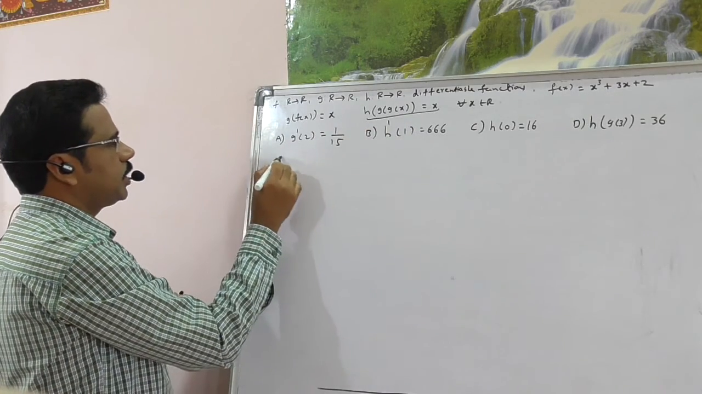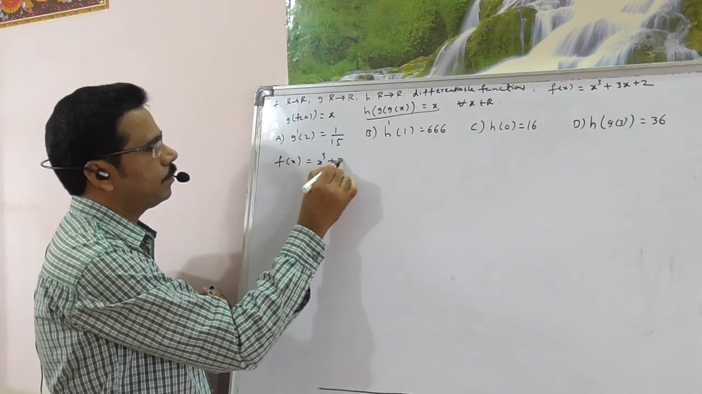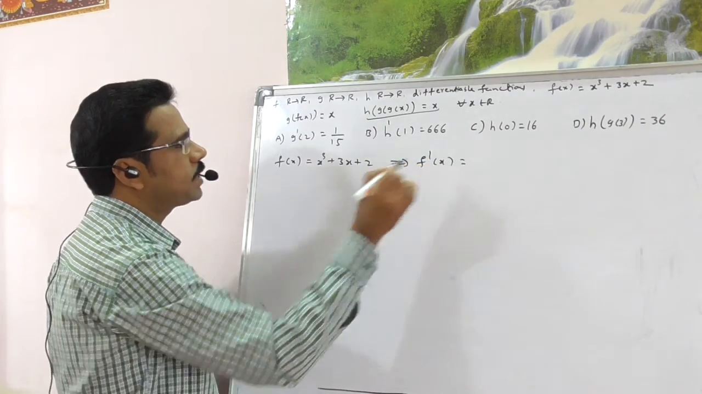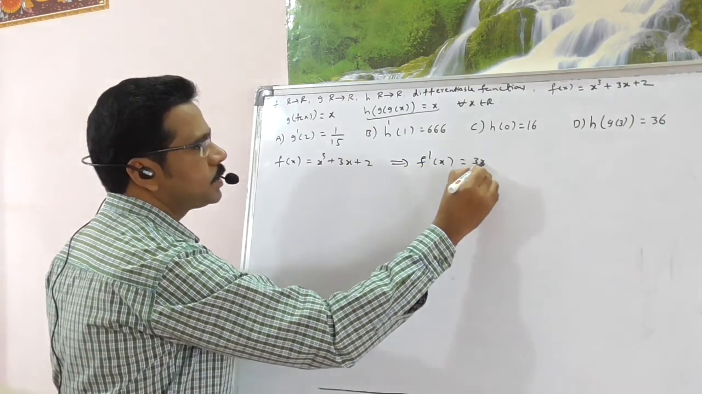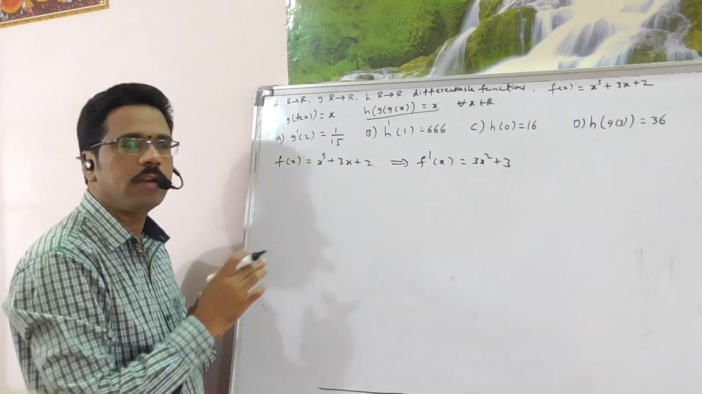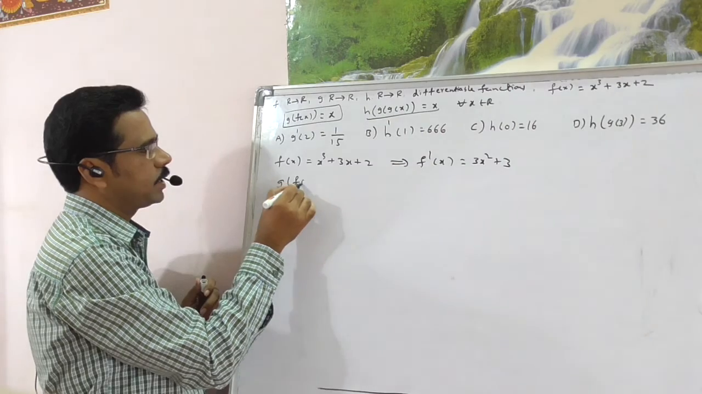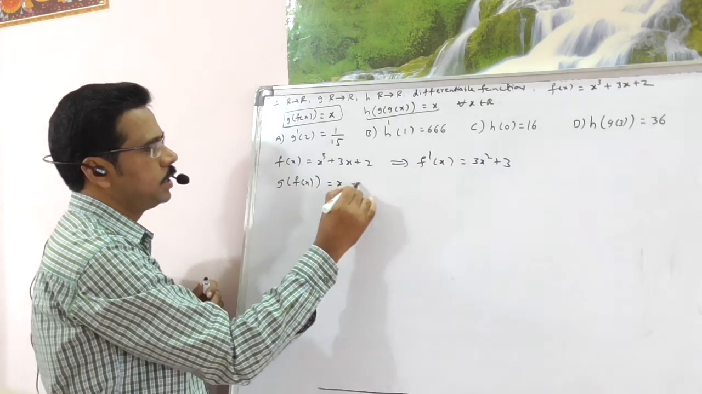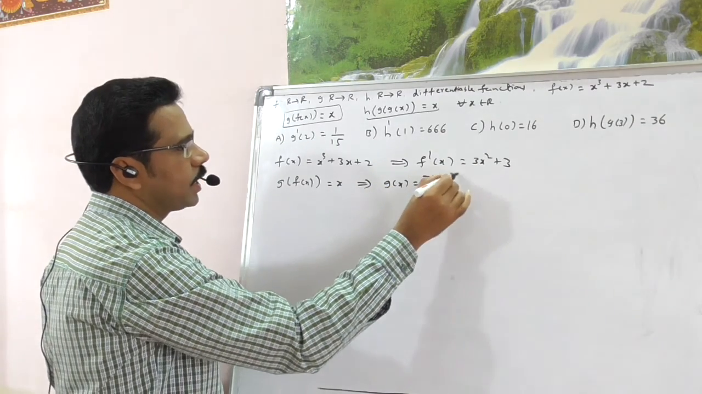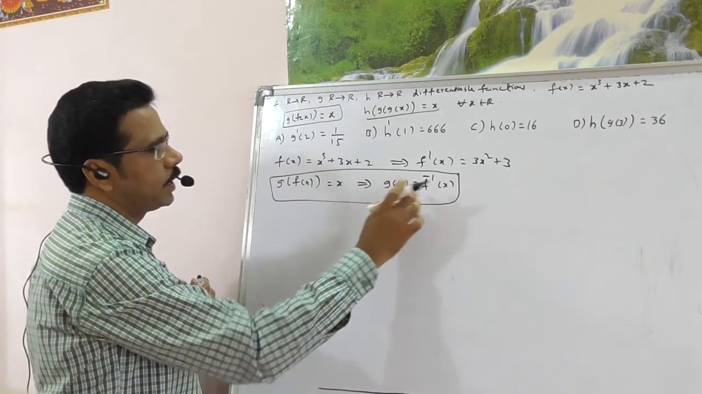So f is a differentiable function. Given f of x is equal to x cube plus 3x plus 2, it is differentiable, therefore f dash x is equal to 3x square plus 3. Since it is a differentiable function, automatically the inverse exists. Now observe the first condition, g of f of x is equal to x. So clearly by using this you can write g of x is equal to f inverse of x. Very useful result here.